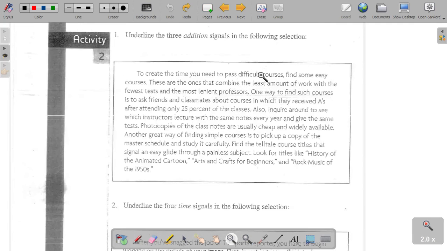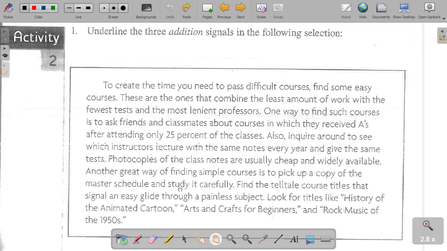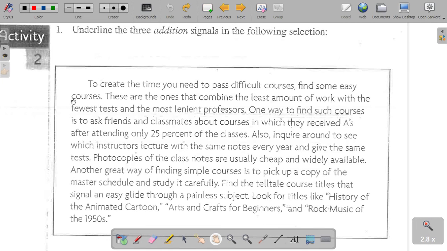Okay, so in this one, I'm going to have you read this and then try to find the addition signals. I'll read it out loud, and as I'm reading it, go ahead and try to find them. To create the time you need to pass a difficult course, find some easy courses. These are the ones that combine the least amount of work with the fewest tests and the most lenient professors.